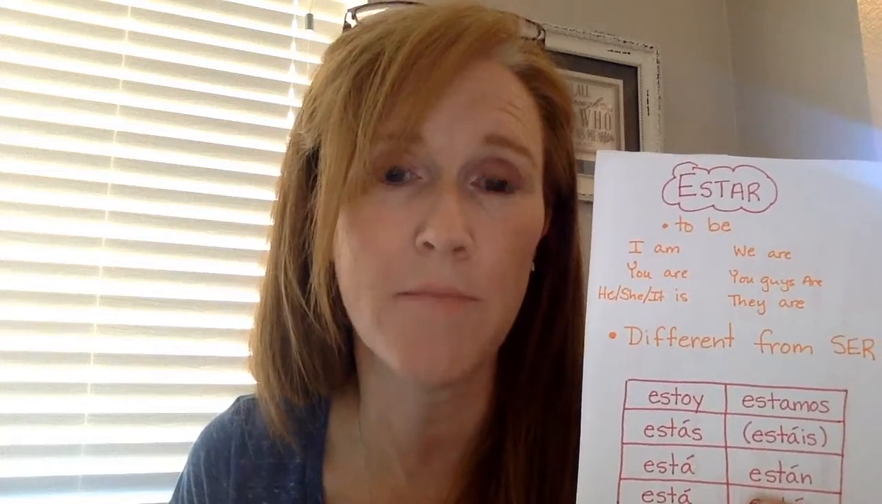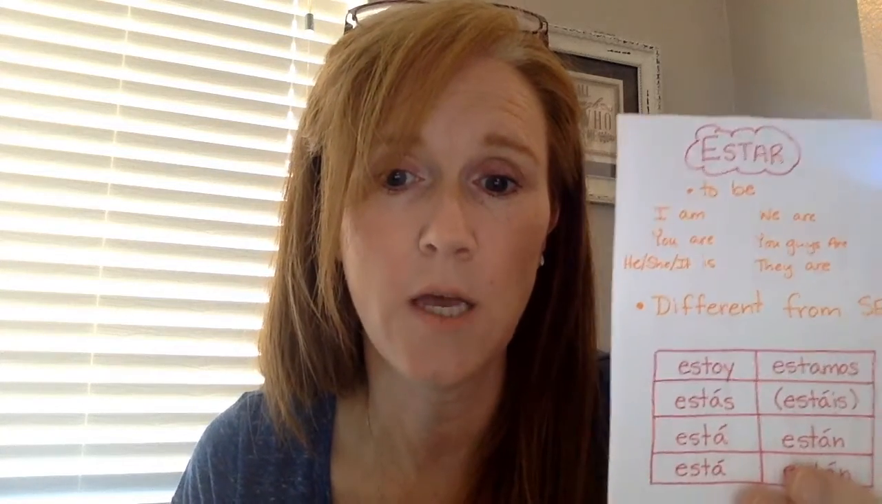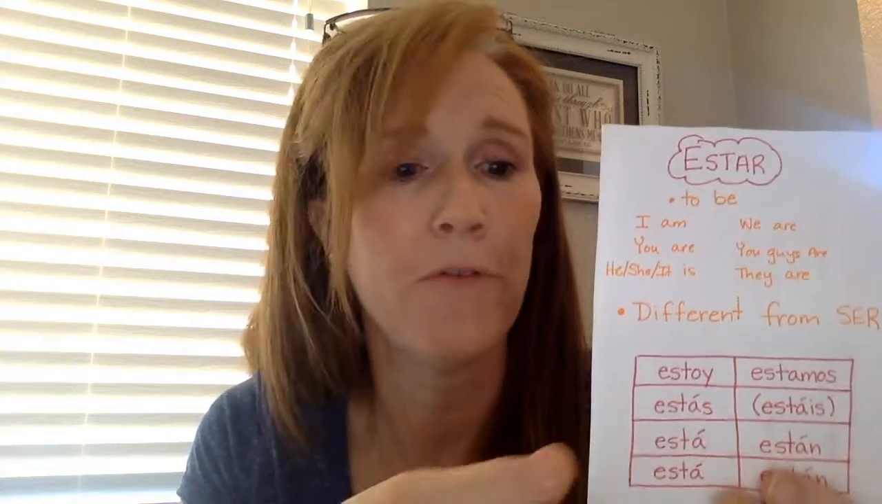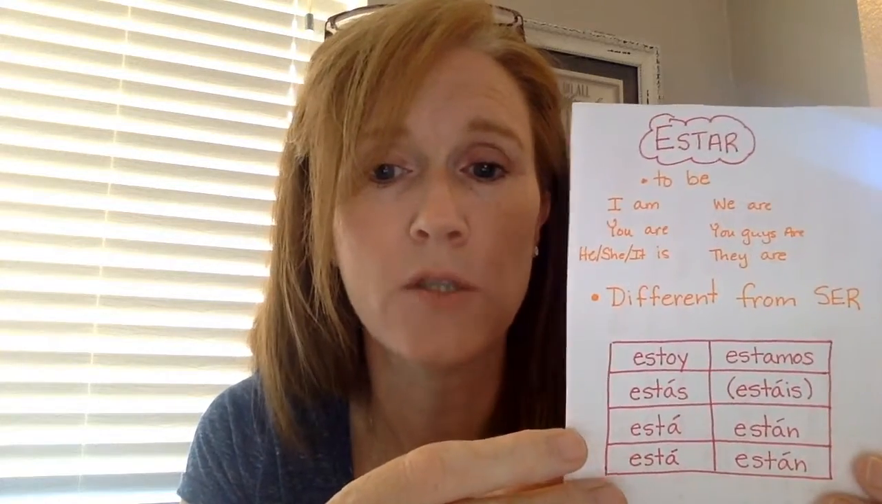So first, let's just show you the verb estar, and what I'm going to do is conjugate it and let you see it, and then we'll work with it a little bit. Okay. So estar means to be. And remember, that's when we conjugate it. It's I am, you are, he is, she is, we are, you guys are, they are. Okay, that's the verb that we're working with. The forms of estar are estoy, estás, está, está, estamos, estáis, están, están.